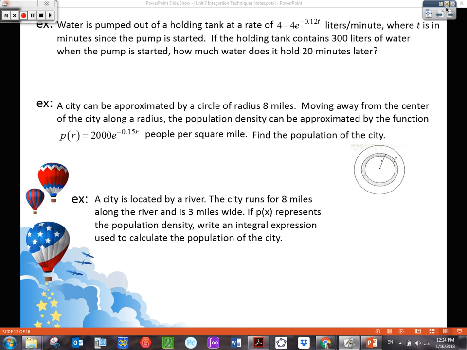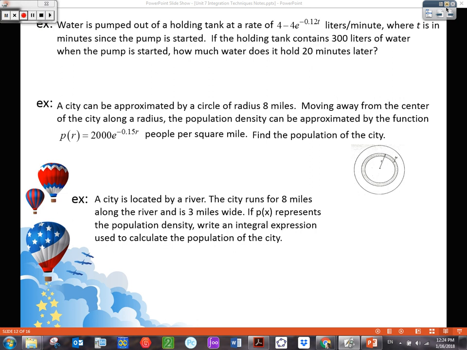So the first example is actually an accumulation problem. These are the types that we have already encountered before. It's just a review. So water is being pumped out of a holding tank at a particular rate in liters per minute, where T is in minutes since the pump started. If the holding tank contains 300 liters of water when the pump started, how much water does it hold 20 minutes later?